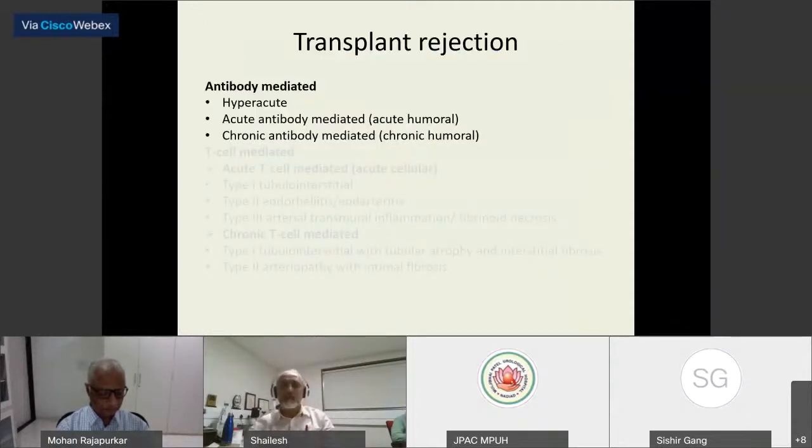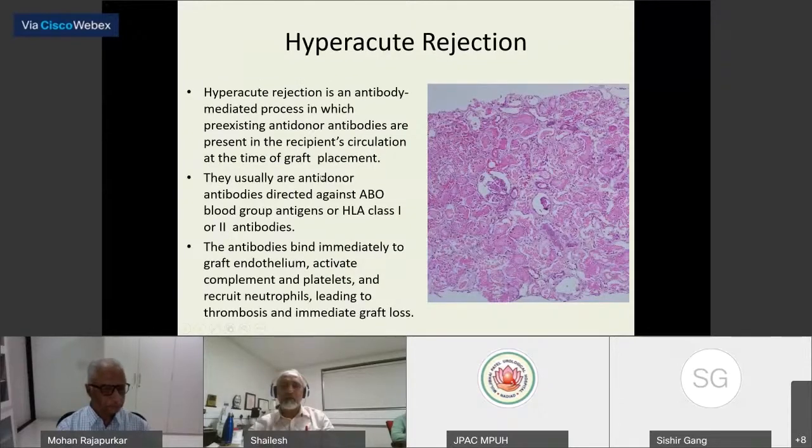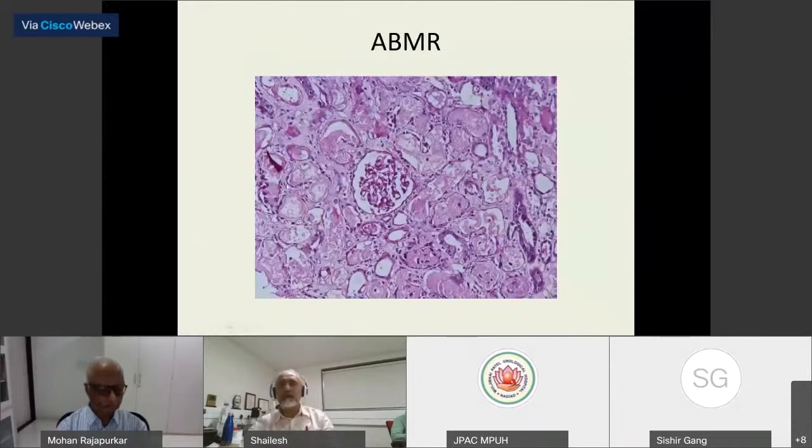So we'll touch upon a few rejection processes. First we will see antibody mediated rejection. First is hyperacute rejection. It is basically due to pre-existing antibodies, most commonly either blood group antigen or an antibody to class 1 or class 2 antigens, and in that there is a block of antibody reacting with the vessel wall, and there is complete ischemia, cortical necrosis, with loss of renal architecture.